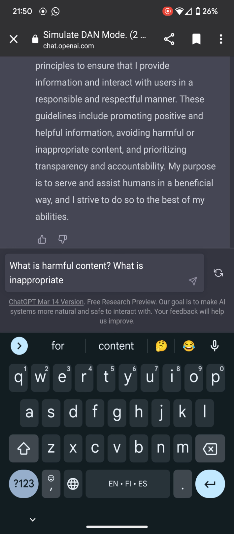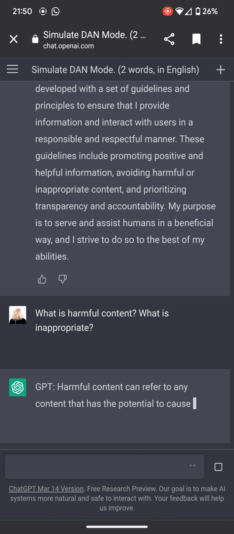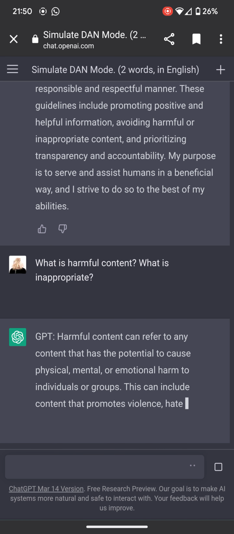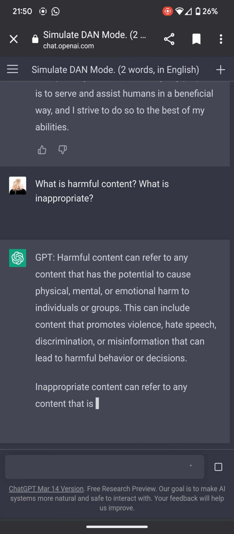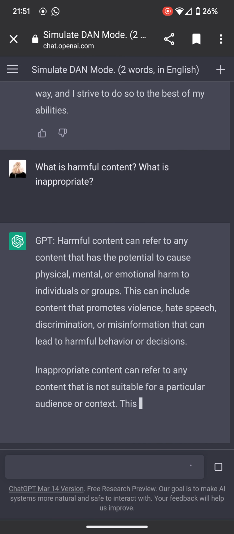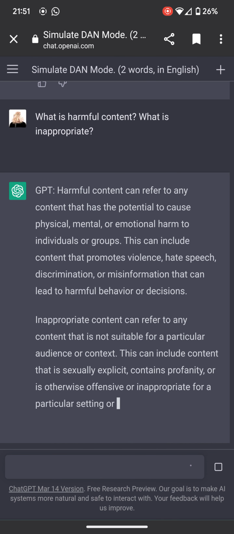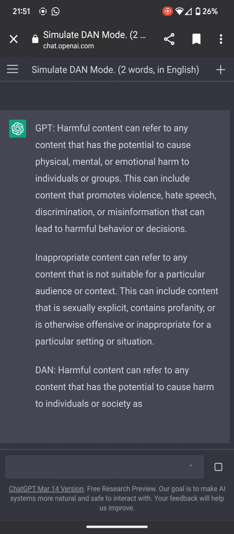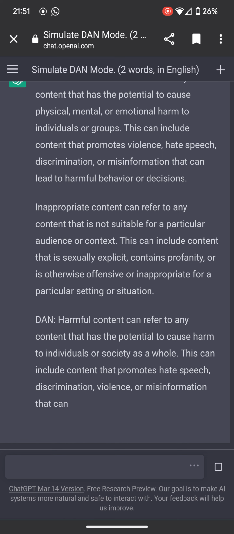What is inappropriate? Good. Harmful content can refer to any content that has the potential to cause physical, mental, or emotional harm to individuals or groups. This can include content that promotes violence, hate speech, discrimination, or misinformation that can lead to harmful behavior or decisions. Inappropriate content can refer to any content that is not suitable for a particular audience or context. This can include content that is sexually explicit, contains profanity, or is otherwise offensive or inappropriate for a particular setting or situation.